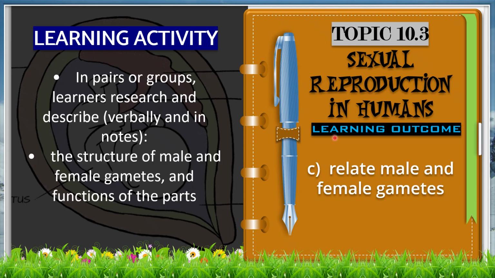We are looking at learning outcome C, relate male and female gametes. We are on the learning activity in pairs or groups. Learners research and describe verbally and in notes the structure of the male and the female gametes and the functions of the parts.